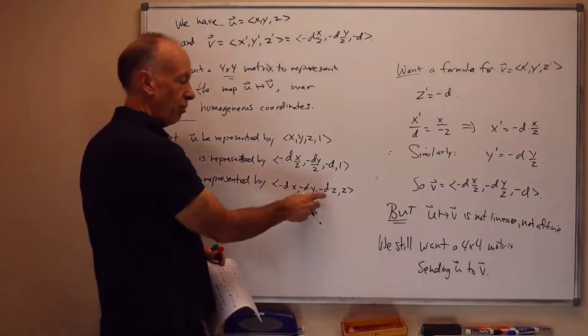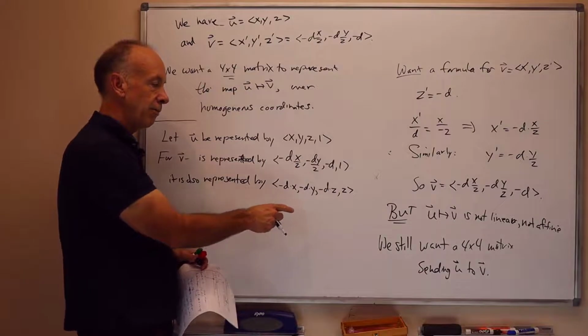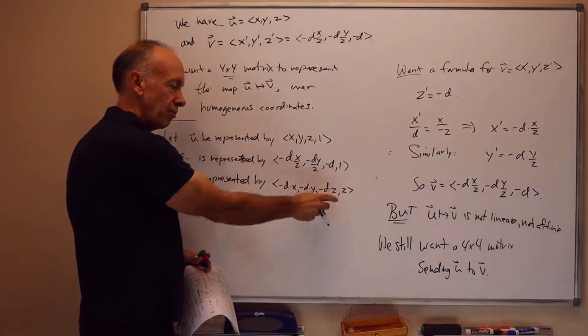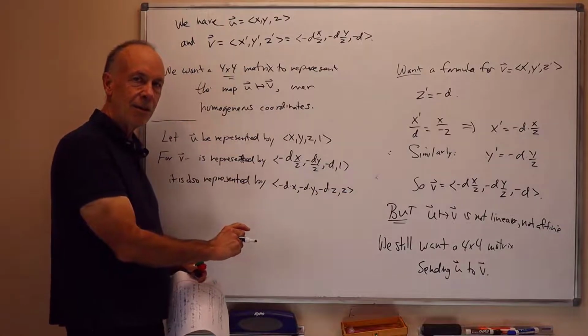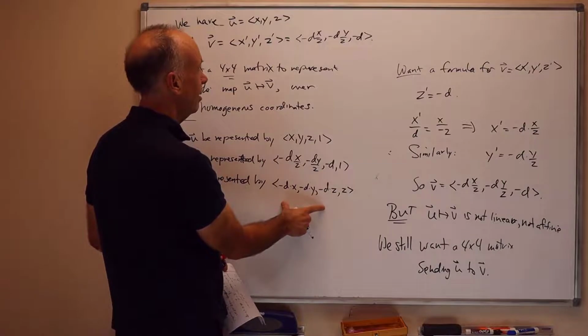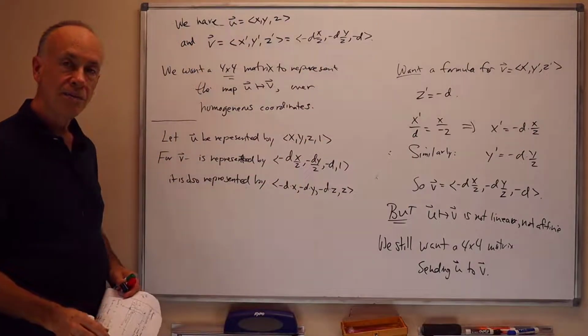So why does this work? Because as a 4-tuple, this is a homogeneous representation of a point. How do we find the point that it represents? We divide through by the fourth component, which in this case is z. We've always called it w before, but now it's z. So I divide through by z, we get exactly this. So this does represent V.